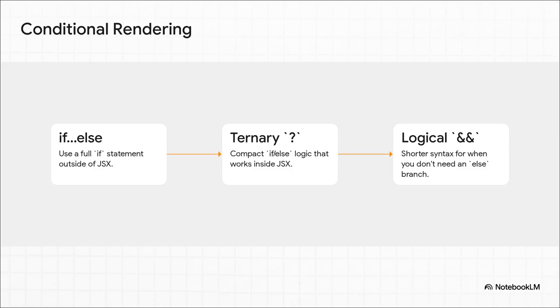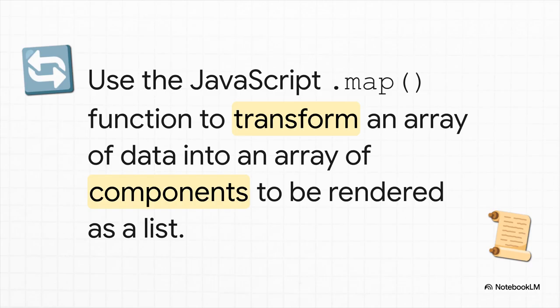You just use plain old JavaScript. You can write a full if-else statement. You can use the more compact ternary operator for quick decisions right inside your JSX. Or, my personal favorite, you can use the logical and operator as a really clean shortcut when you don't even need an else case. And what about rendering lists of items?